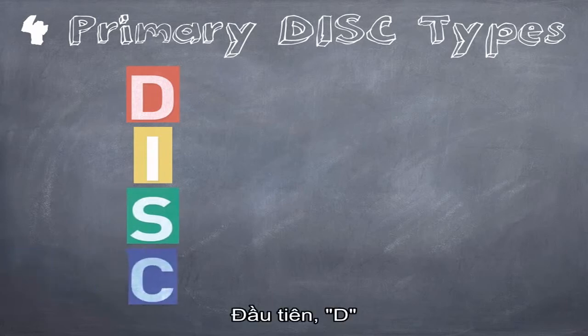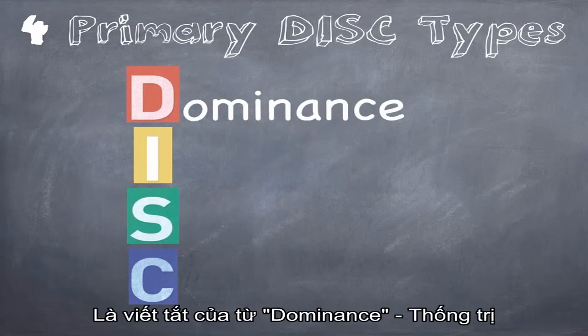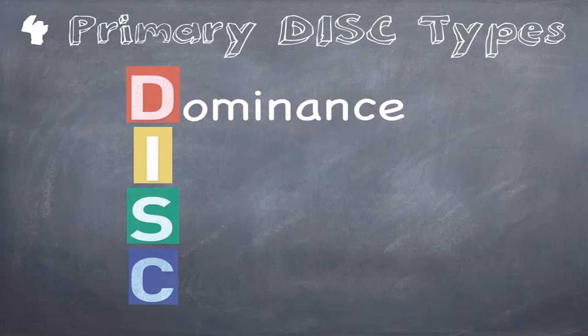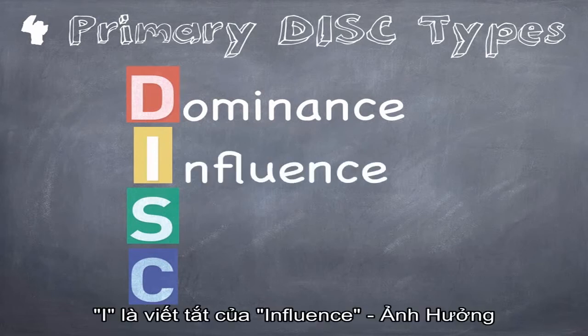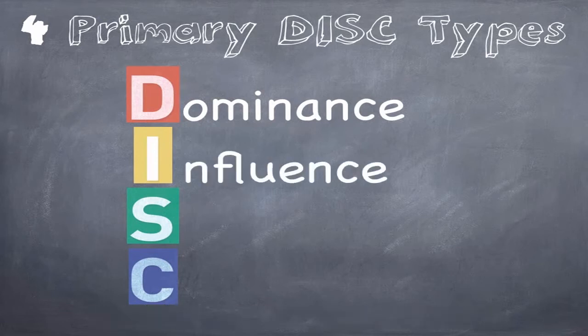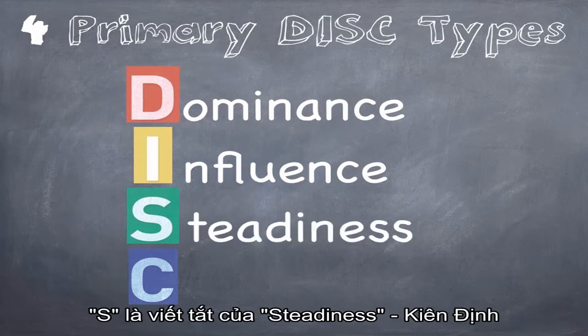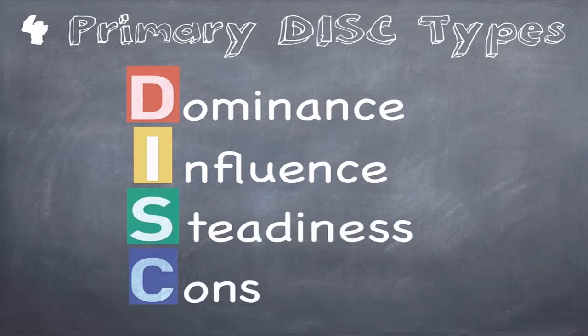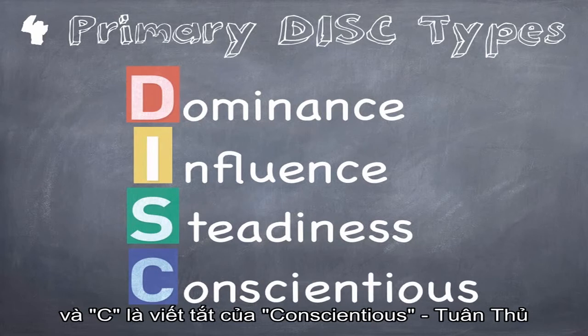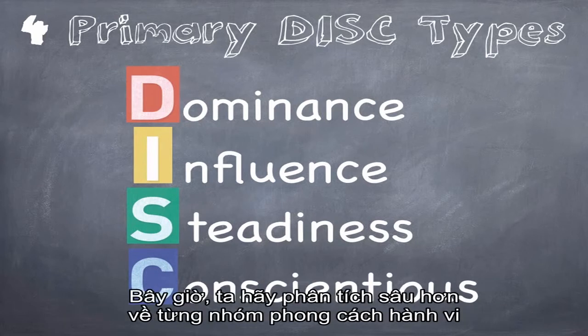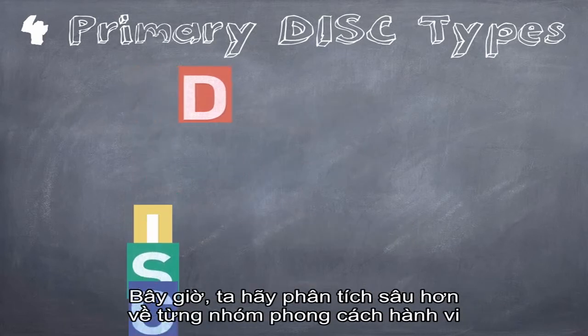So the D stands for dominance. The I stands for influence. The S is for steadiness, and the C for conscientious. Now let's dive down a little deeper into each one of these.